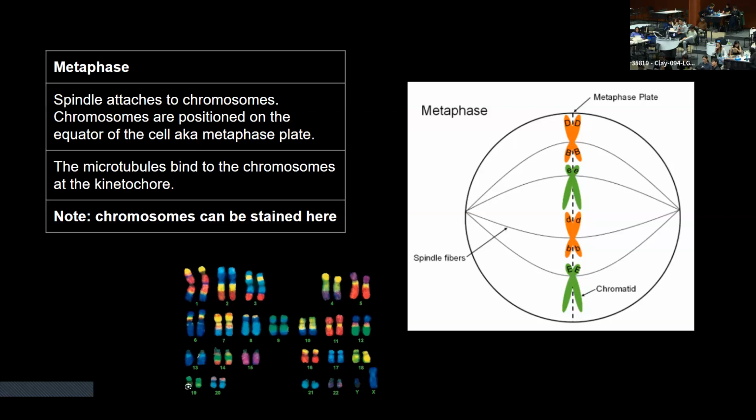Note what's happening as well with the microtubules is that they are also binding to the chromosomes at the kinetochore. And the main takeaway from metaphase, or a really high yield thing to know as well, that you are likely to get some form of a question on, is that chromosomes can be stained here. And the reason why is because metaphase is the phase where the chromosomes are the most condensed. So those bean things at the bottom of the slide are examples of chromosomal staining.